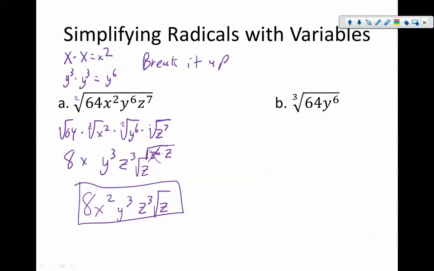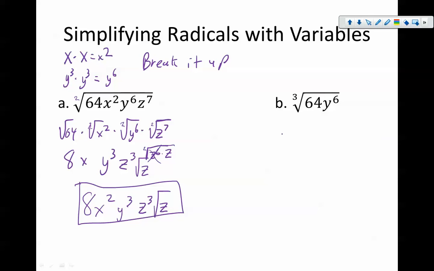You might notice that for each of these, I kind of just divided it by the root that it was, right? 2 divided by 2 makes 1. And 6 divided by 2 makes 3. And then I split this one up, and it was 6 divided by 2 to make the z cubed, and then I left the z. So let's do that same thing with this next one.